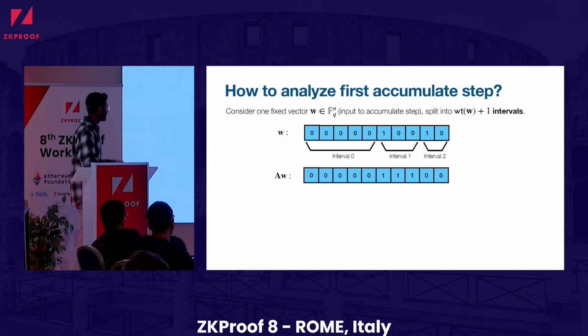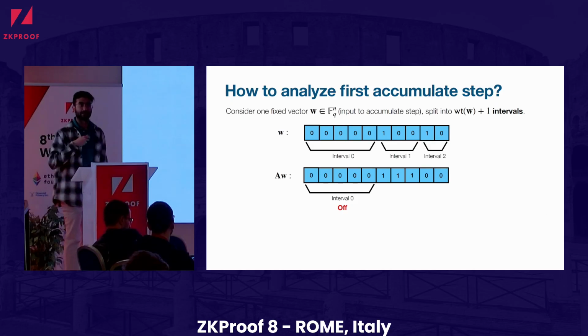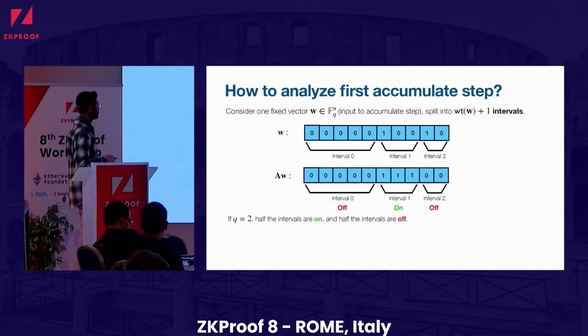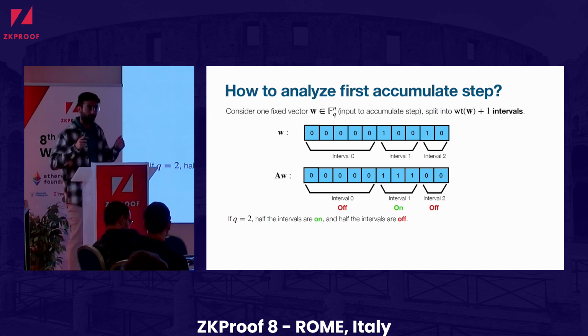And now, when you apply the accumulation operation to this, you get a vector that looks like this. And you can see that the 0th interval now is off, like it has zeros. The second interval is on, and the third interval is off. And you can imagine that in a binary case, this is kind of what's going to happen. You're going to have off, on intervals. And therefore, exactly half the intervals are going to be on, and exactly half of the intervals are going to be off, up to plus minus 1.